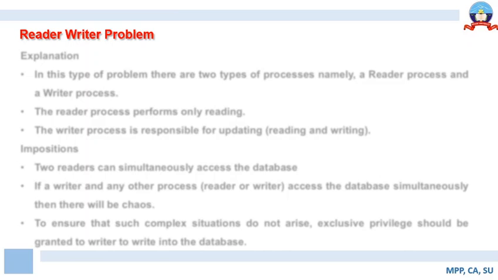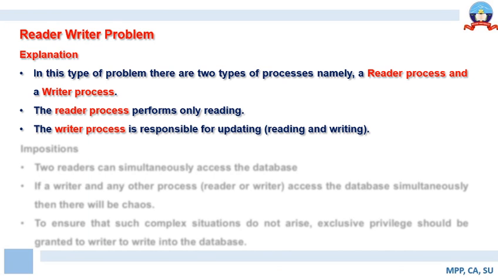So the reader-writer problem tries to establish a mechanism to synchronize the operations of these two processes, reader and writer. This is a very simple explanation of the problem. There are two types of processes, a reader process and a writer process. The reader process performs only reading, whereas the writer process is responsible for updating a file, which includes both reading and writing.